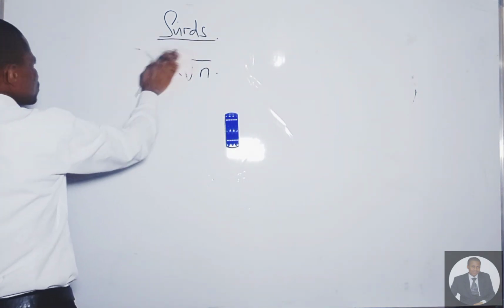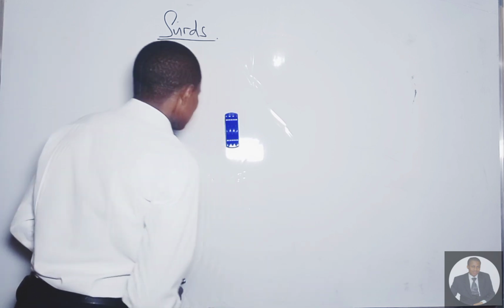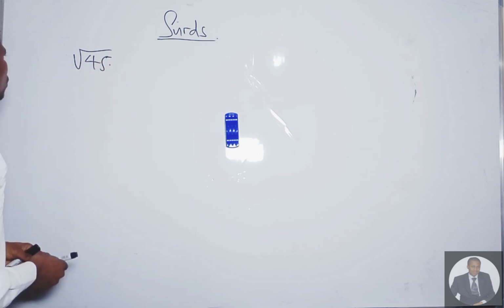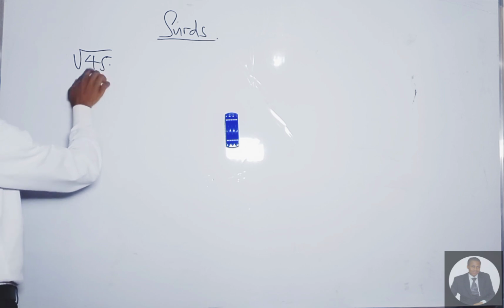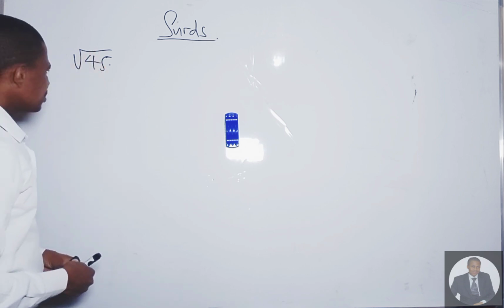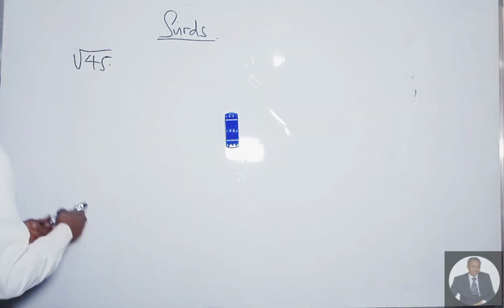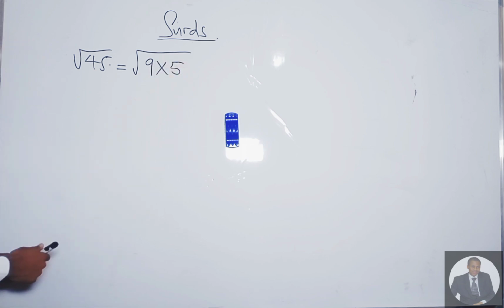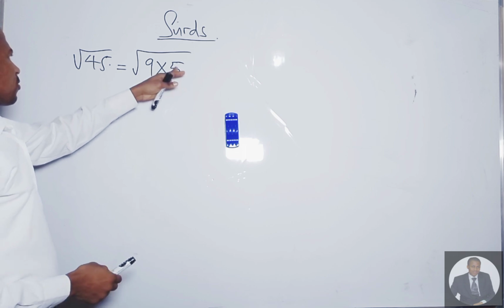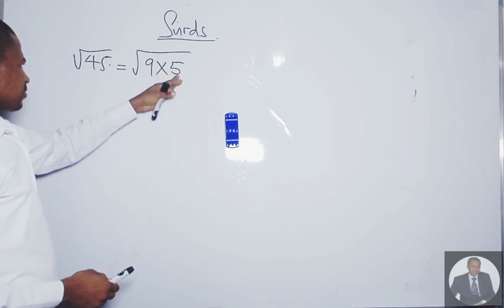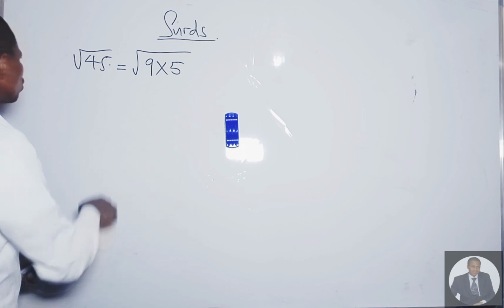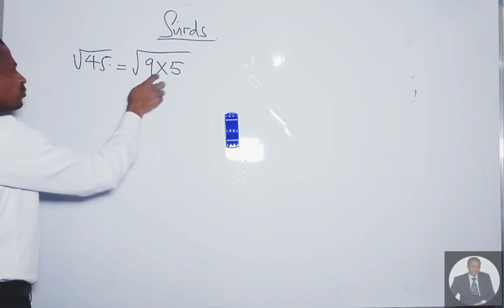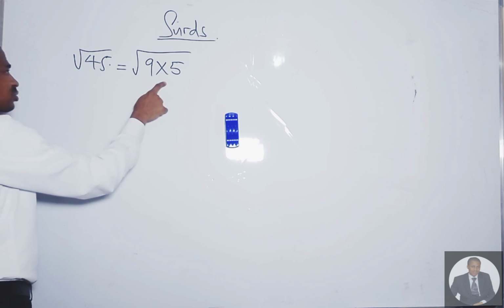Now, if we are to simplify surds, what are we supposed to do? For instance, we are to simplify a surd like root 45. To simplify surds, we have to divide the number under the root into 2 factors, and at least one of the factors must be a perfect square. For instance, root 45 is the same thing as root 9 times 5. That's 9 times 5 under a square root. Now, to simplify surds of any given number, we must ensure that one of the 2 factors of the product must be a perfect square.